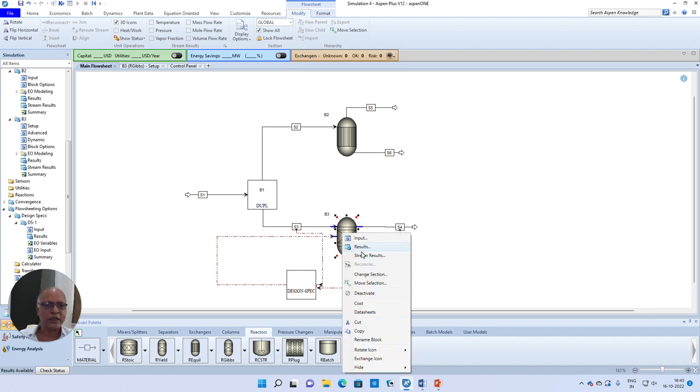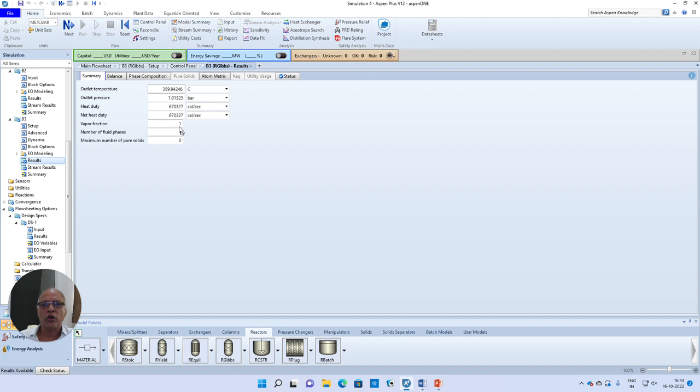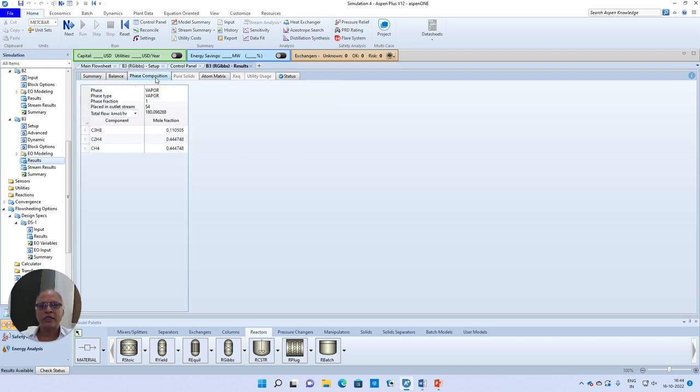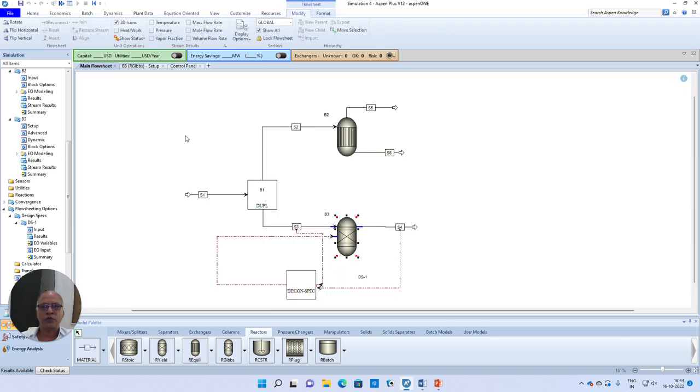Now let us look at these block results. It will tell you what is the duty. Because the feed is entering at 25 degrees centigrade, and we need to operate the reactor at around 360, how much heat must be added in order to increase the temperature? Right? This is the amount. And the mass and energy balances. And this is the phase composition. And this is the composition of the system once it is at equilibrium. So these are the results.